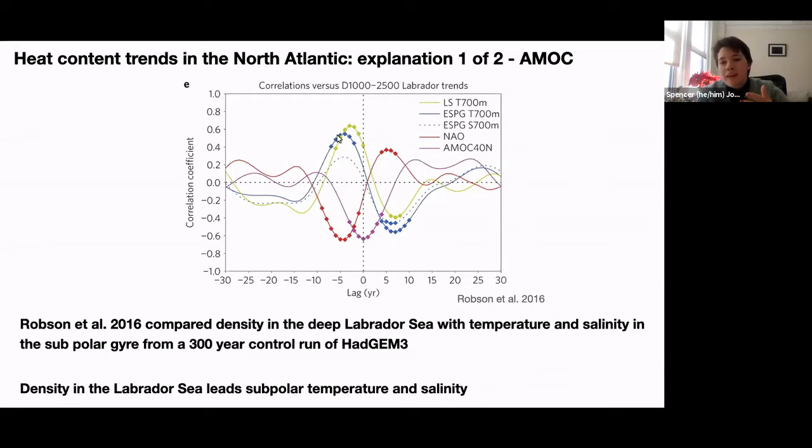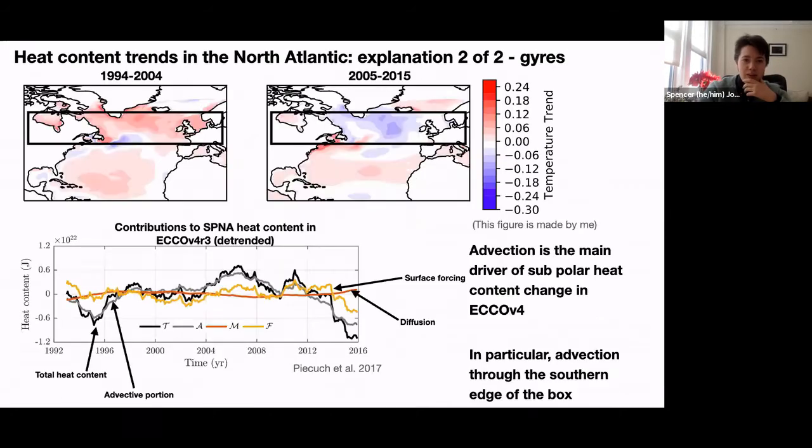what's going on. But it's worth pointing out that these are just correlations, and it doesn't show that every time you have an increase in the AMOC, you're going to have higher temperature and salinity coming afterwards. And it maybe doesn't explain all of the change in temperature that we see. Actually, this is another paper that advocates more for the gyre explanation, and it's by Piecuch et al. 2017, although I have replotted several of the figures so that it's more consistent with the rest of the talk.